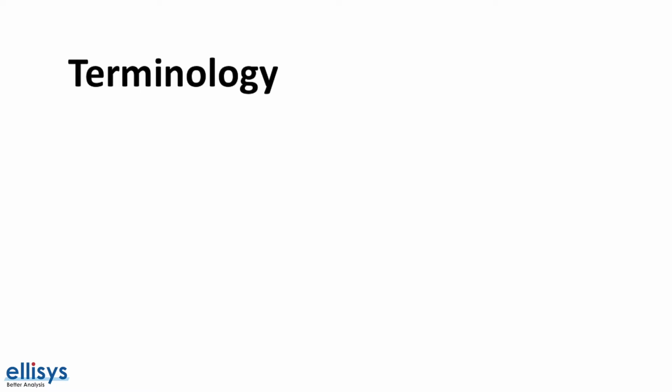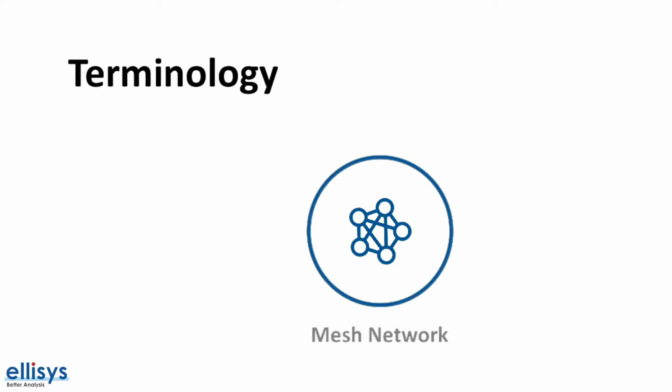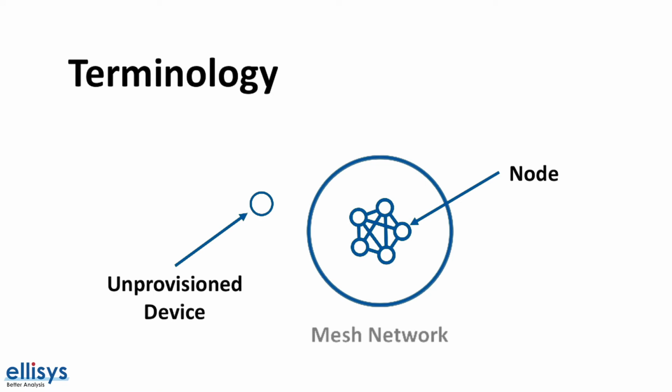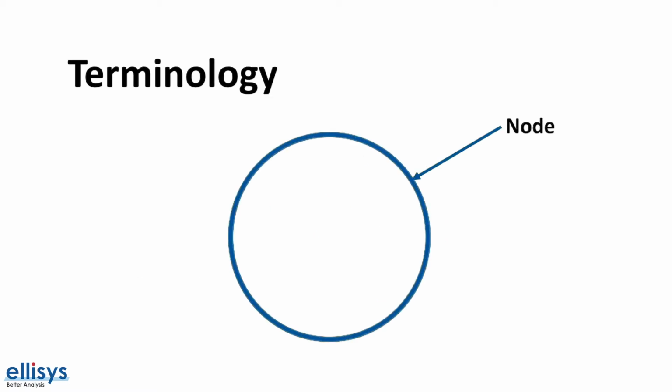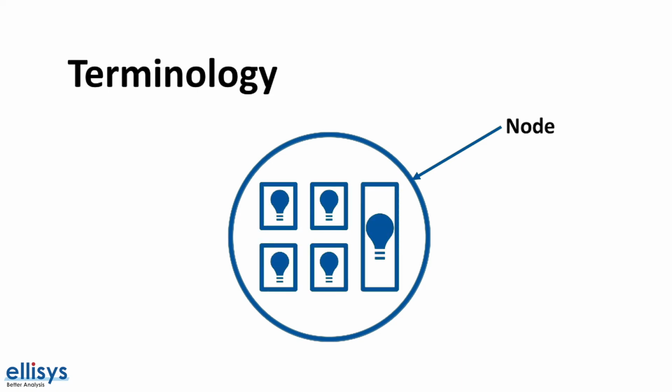Let's go over some of the most important terminology within Bluetooth Mesh. Devices that are part of a Bluetooth Mesh network are called nodes, and devices that are not part of the network are called unprovisioned devices. Now, once an unprovisioned device gets provisioned, it joins the network and becomes a node. A node may contain multiple parts which can be controlled independently. For example, a light fixture may contain multiple light bulbs which can be turned on or off independently. These different parts are referred to as elements.